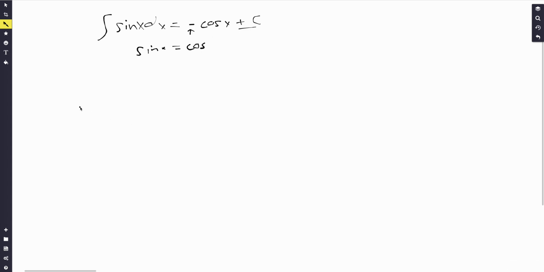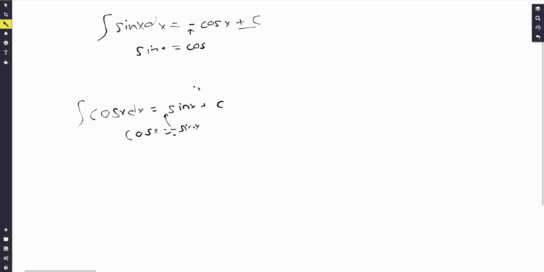Okay, the next rule is the integral of cosine x dx is equal to sine of x plus c. And if we go back to our derivatives, we can see the derivative of cosine x would be equal to negative sine x. The negative is there, but when we took the integral, the negative is not there. It's kind of like these two are inverses of each other. But ignore the derivatives for now, you just need to know the integrals.